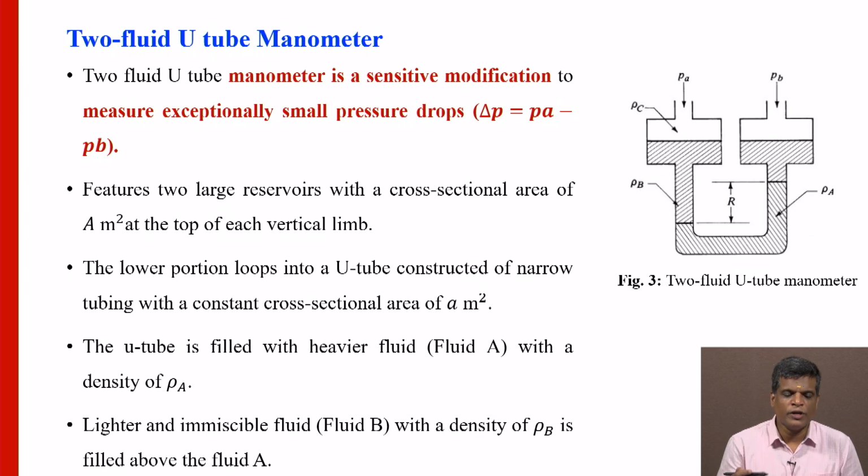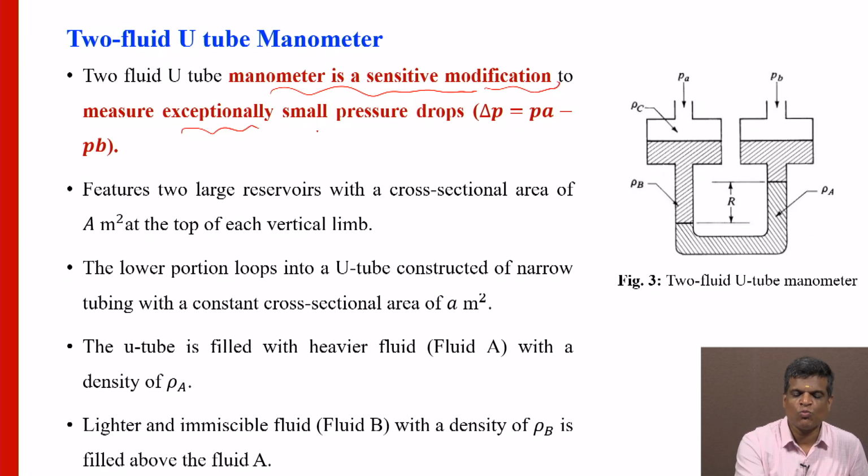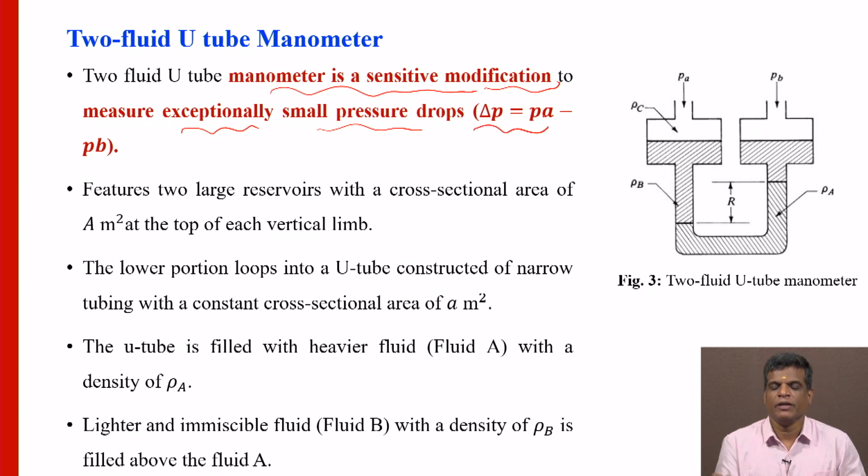So, what about the two fluid U-tube manometer? With two fluids, this manometer is a sensitive modification used to measure especially very small pressure drops. The pressure drop is very, very small. So then we can use it for the delta P. Delta P is PA minus PB.